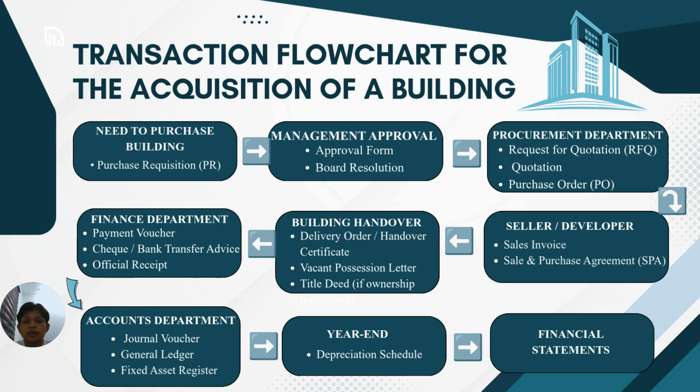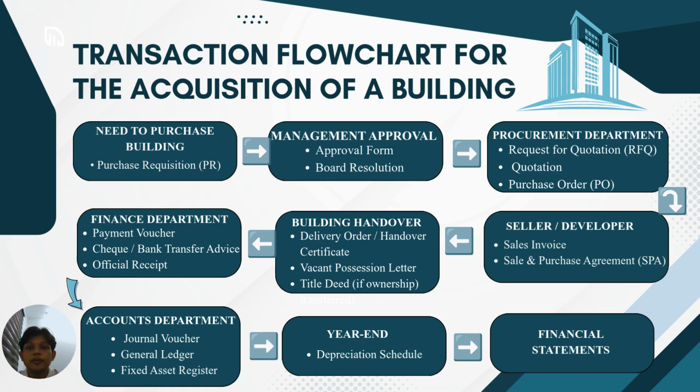The company will choose the supplier or developer who provides the best quotation. And then the purchase order document will be issued to that supplier to confirm the agreement to purchase the building. Step 4 is seller developer. After the purchase order is received by the supplier, the supplier will issue the sale invoice document as a sale bill. At the same time, both parties, which are the company and the supplier or the owner of the building, need to sign the SPA document, which is the sale purchase agreement, as an official building purchase agreement.